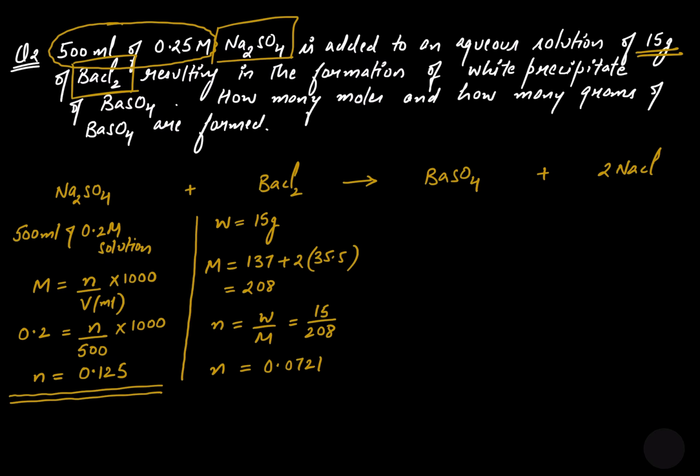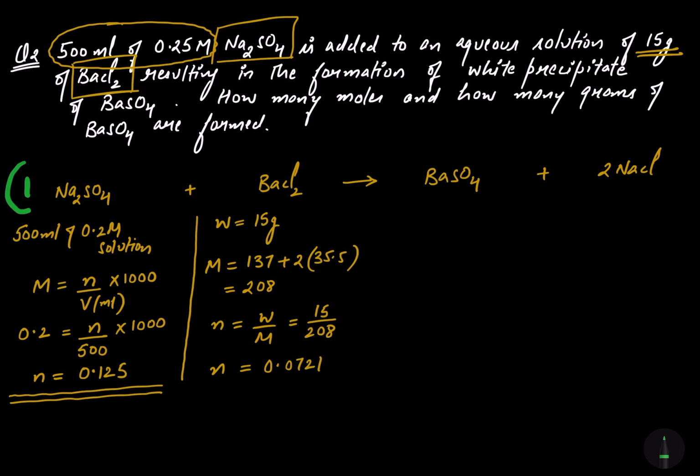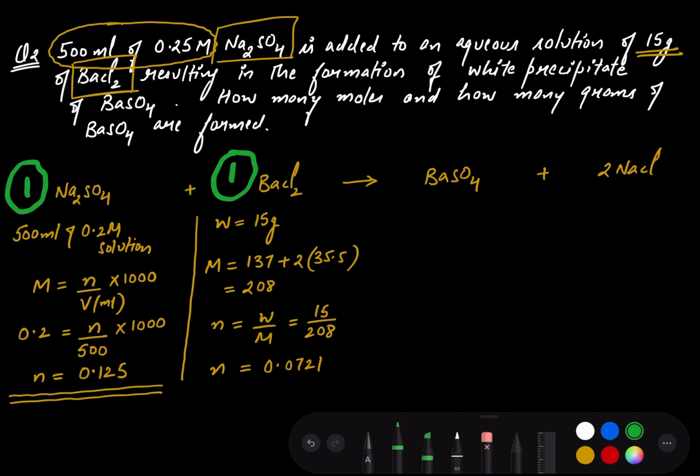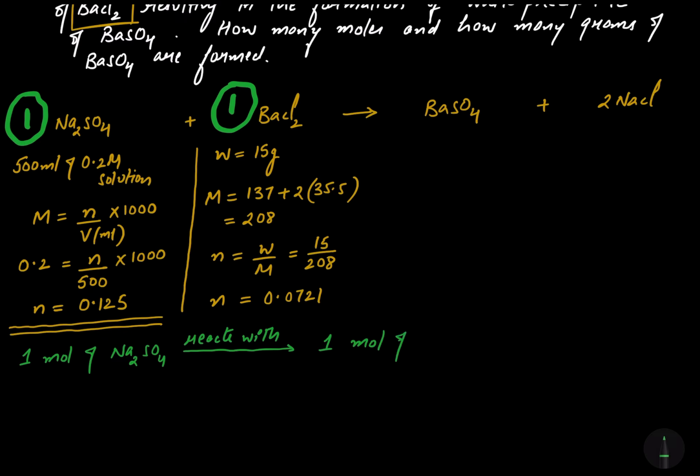So I'm coming back to my reaction, sorry. In the reaction I can easily see that 1 mole of Na2SO4 reacts with 1 mole of barium chloride. So I will make an equation that 1 mole of Na2SO4 reacts with, I'm writing, 1 mole of barium chloride.